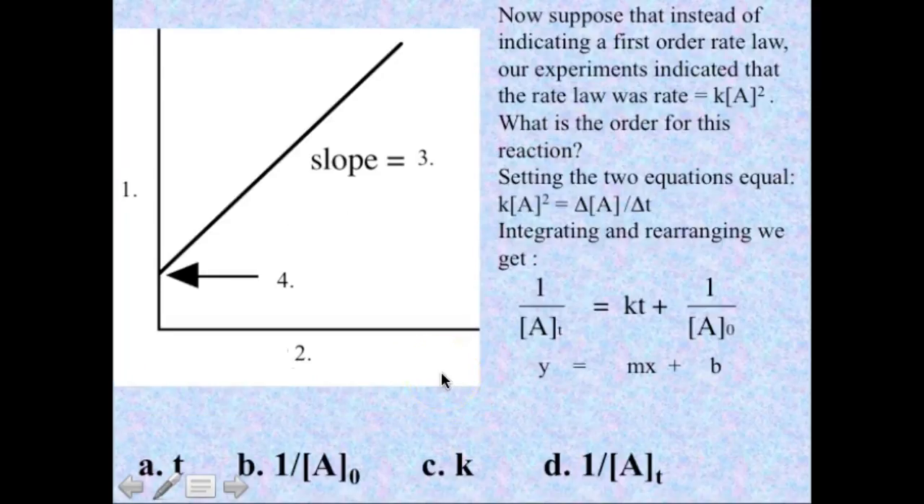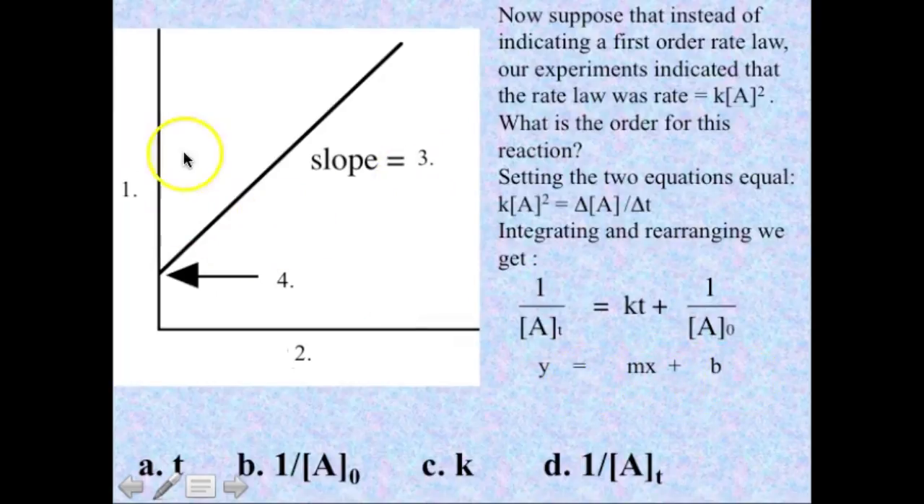Now suppose that instead of indicating a first order rate law, our experiments indicated that the rate law was rate equals k times the concentration of A squared. What is the order of this reaction? Well, it's second order. Do the same thing: integrate by setting the average rate equal to the rate law and integrate. When we do that, we get this integrated rate law: 1 divided by the concentration of A at time t equals kt plus 1 divided by the concentration of A at time 0. Y equals mx plus b.